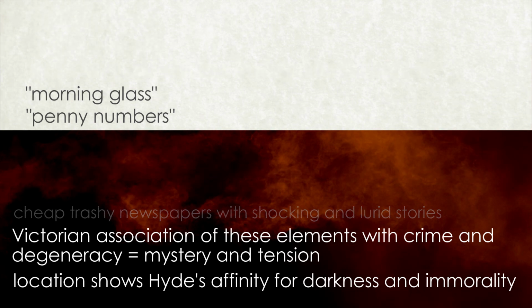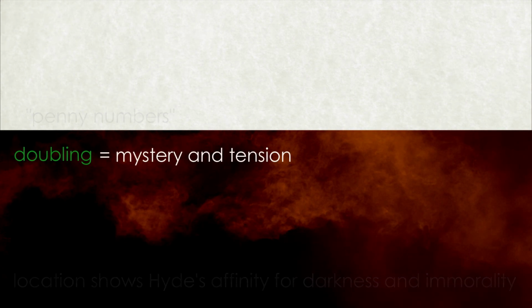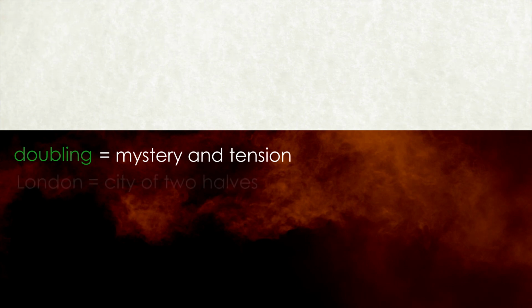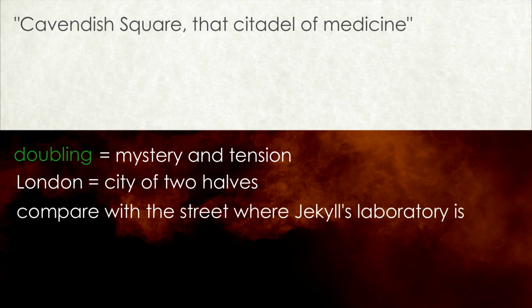The theme of doubling is found throughout the text to create mystery and tension. London is depicted as a city of two halves, where the handsome houses of Cavendish Square, that citadel of medicine, sit cheek by jowl with the slums of Soho, frequented by Mr Hyde, as described in the extract. This is nowhere more evident than in the description of the street at the beginning of the novel, where the rear entrance to Jekyll's laboratory is to be found.